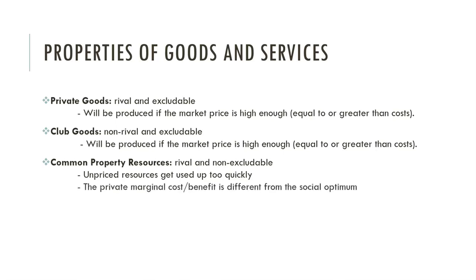The private and marginal cost benefit is going to be different from the social optimum. So what we're going to see is, let's say you go to the ocean and you want to catch a fish, and let's say the total fish we could take out at any one time is 10 out of a total of 20.